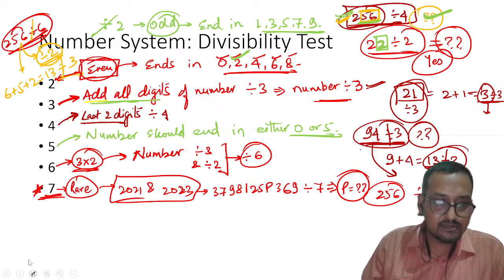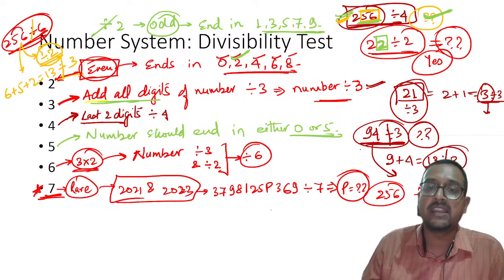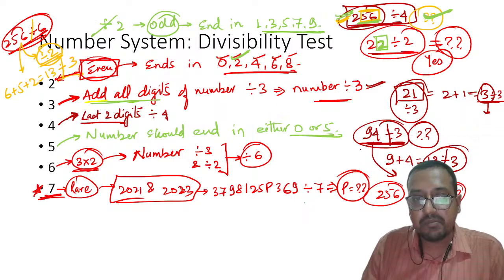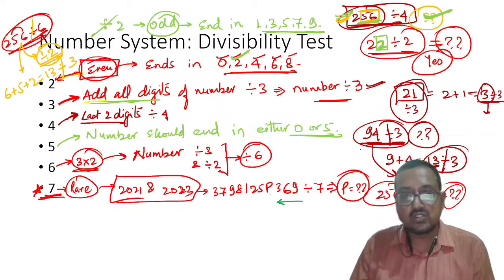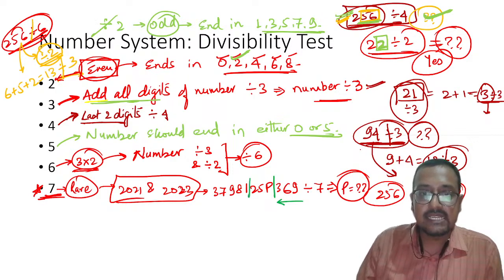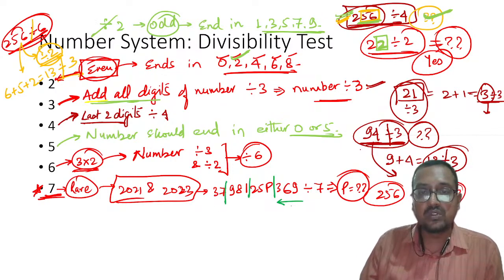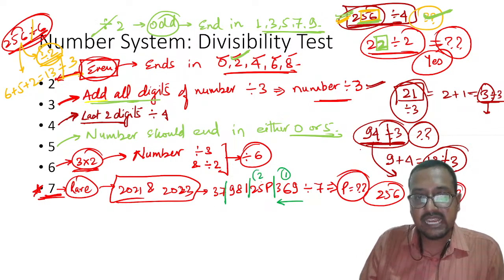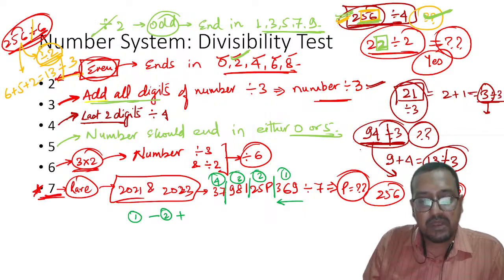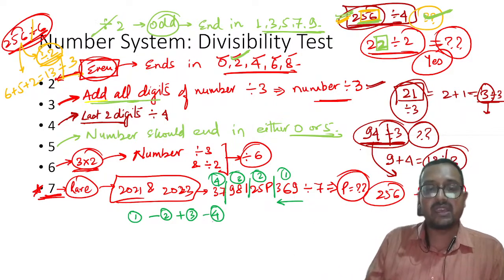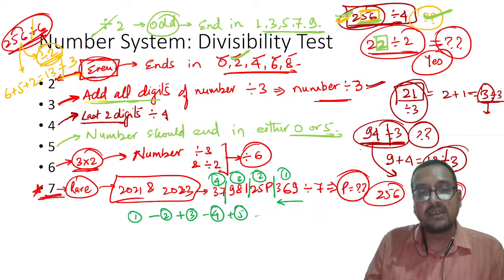So my dear students, how to proceed ahead? Please remember what you have to do. You have to divide them in pairs of 3. So let us divide it. This is my first pair, this is my second pair, this is my third pair, this is my fourth pair. What I will do: first pair minus second pair plus third pair minus fourth pair. If there would have been a fifth pair, we will do plus fifth pair minus sixth pair and so on.